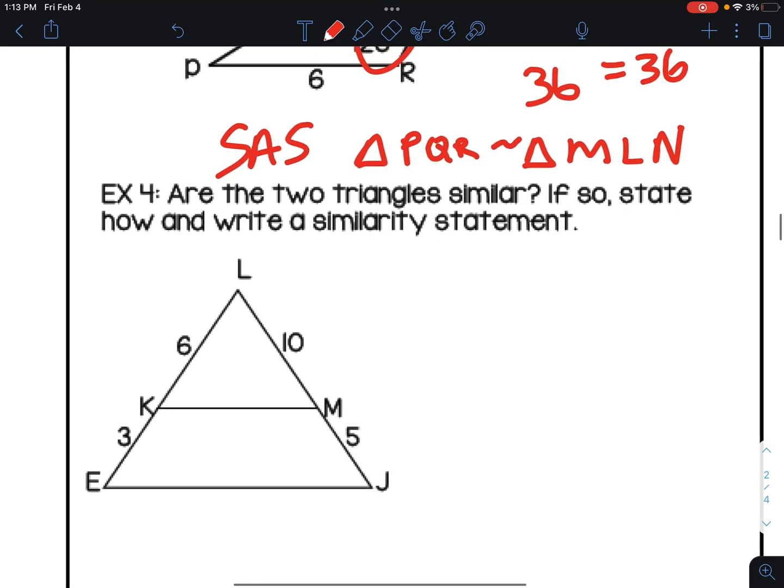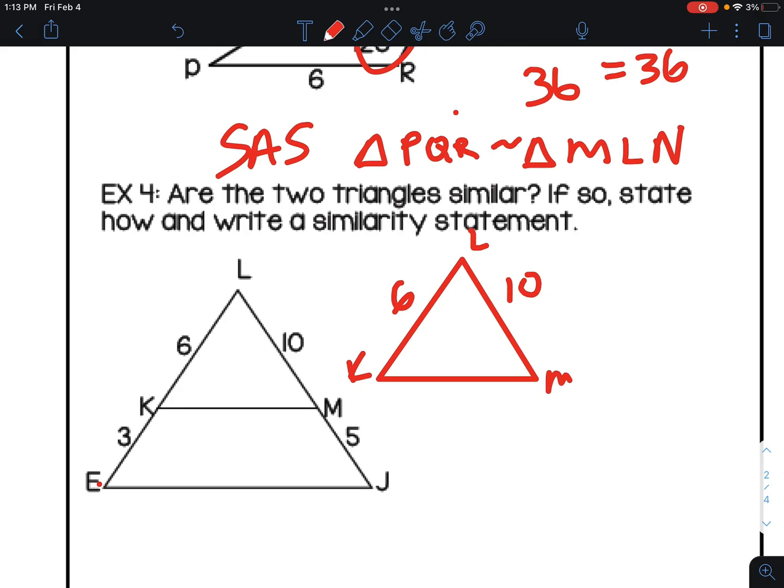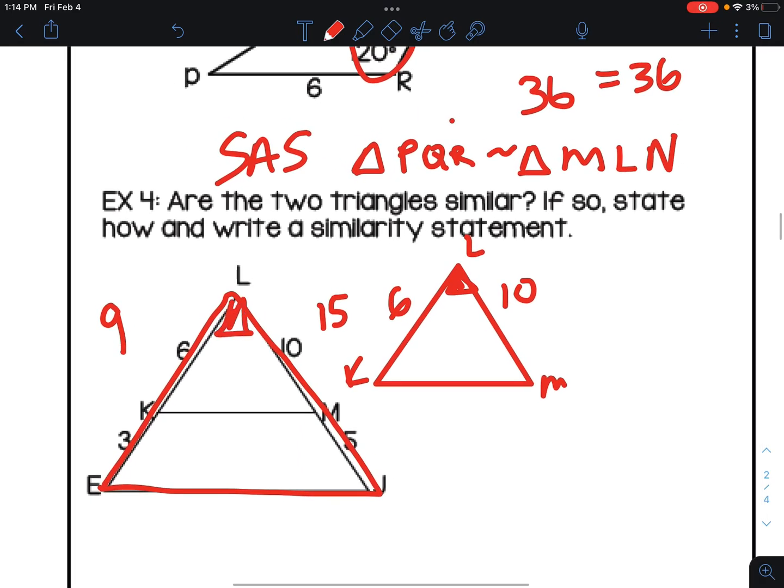And again, gotta show proportional. So we have the small triangle LMK or KLM, however you want to look at it. That's 6 and 10. That's L, K, and M. And then we got ELJ, which the whole distance from L to E is 9. Add 6 and 3. Whole distance of L to J is 15. And we have angle L is congruent to angle L.